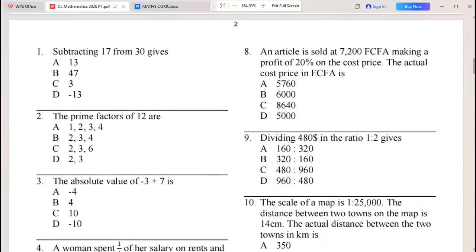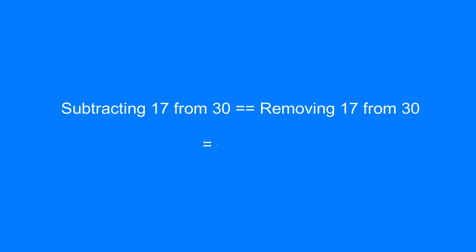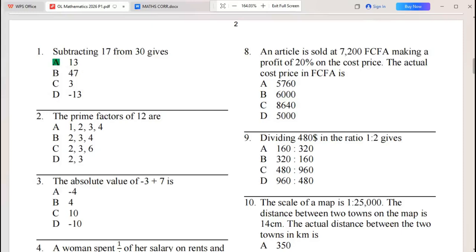Question 1. Subtracting 17 from 30 gives. Subtracting 17 from 30, in other words, removing 17 from 30, which is the same as 30 minus 17, gives us 13, which is A for question 1.